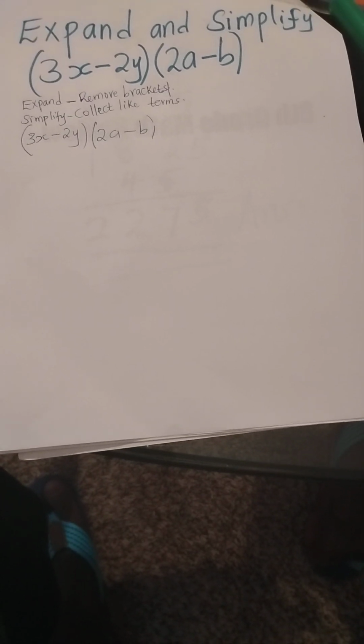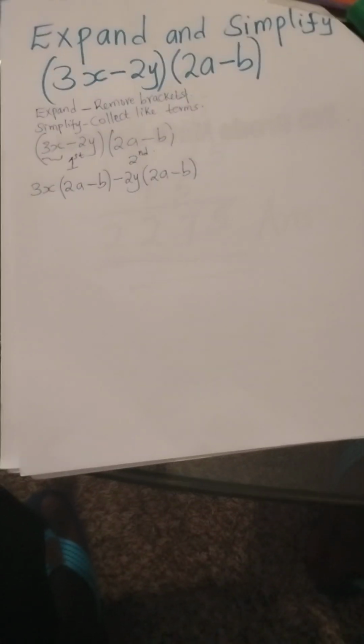Now, how do we expand? Because we start by expanding first, removing the brackets. So I will use this first value, the first coefficient and variable, and I multiply by everything in the second bracket. This is my first bracket, and this is our second bracket. So I use 3x by saying 3x into bracket 2a minus b. Open and close the bracket. Then the second bracket, again, I will multiply it by everything: minus 2y into bracket 2a minus b.